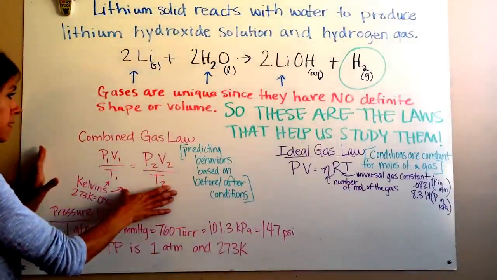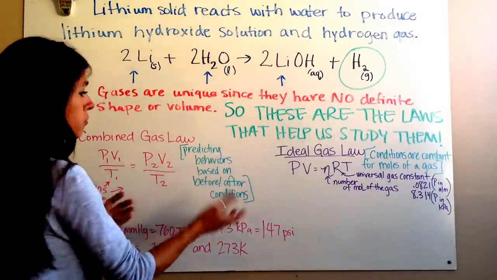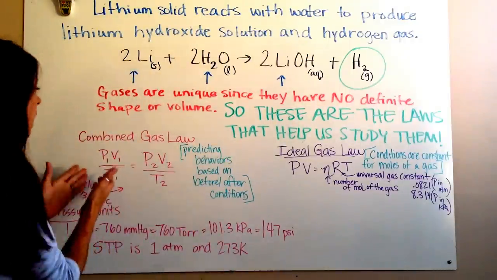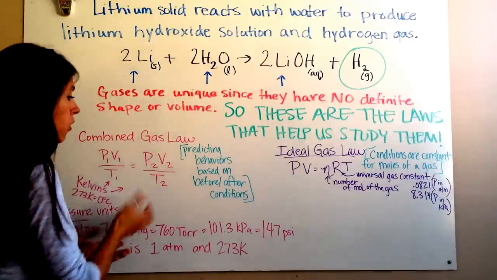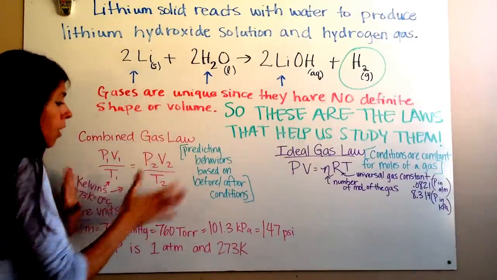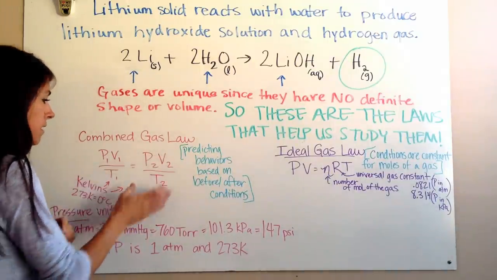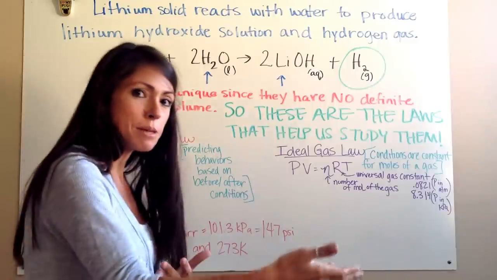Now, a combined gas law will allow you to predict behaviors based on before and after conditions. So if I know a beginning pressure, volume, and temperature, but I only know the ending pressure and volume, I can plug all those givens, 5 out of the 6 in, and solve for the ending temperature.